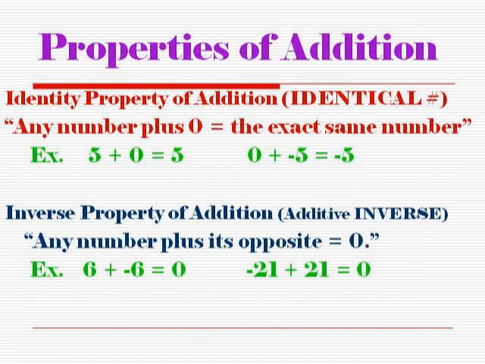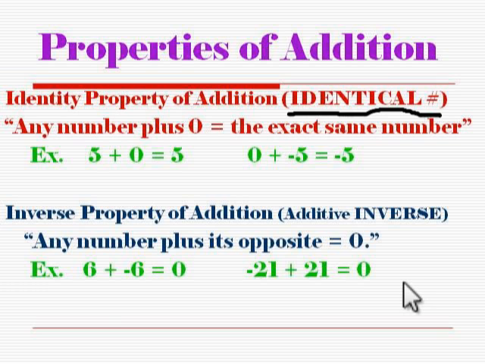Okay, moving on to the next thing. There are two properties of addition. The first one is that anytime you add a number to 0, or you add 0 to a number, you get the exact same number. It's called the identity property because the answer is identical to the number that you are adding to 0. So 0 is a magic number in addition because when you add it to anything, you end up with the exact same number. The inverse property of addition involves the additive inverses. That's why it's called inverse.